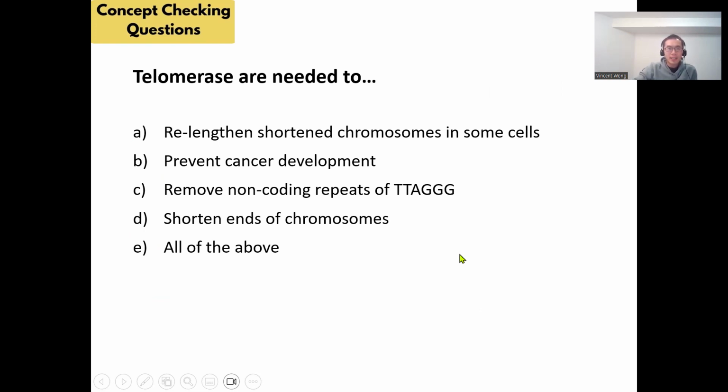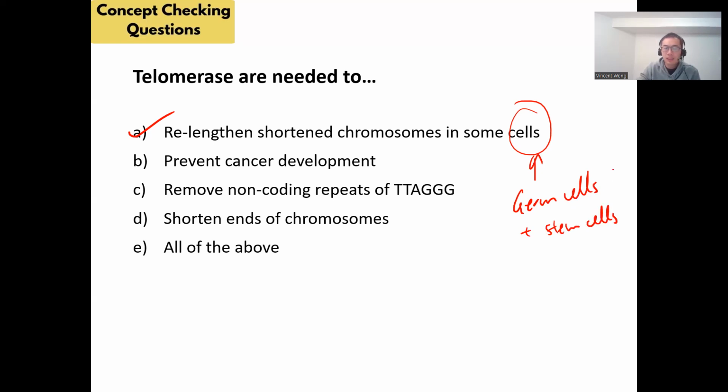Telomerase are needed to, let's see, re-lengthen shortened chromosomes in some cells. That's correct. And that some cells is like germ cells, right? Germ cells, and actually some stem cells in the body as well. And stem cells are cells that can become any cells in the body. We have stem cells in the blood. We have stem cells in the gut.